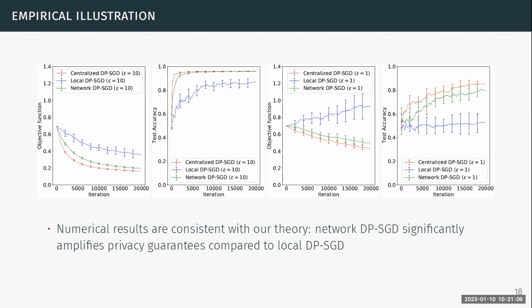Blue is local DP, and so you see that it does quite poorly. This is the training objective and test accuracy, and we see that local DP doesn't work very well. There is quite a large cost in the utility of the model that we get. But if we look at the same algorithm under network differential privacy, we get very close to the central case. So it's consistent with our theory.